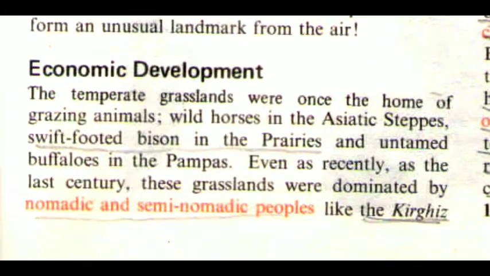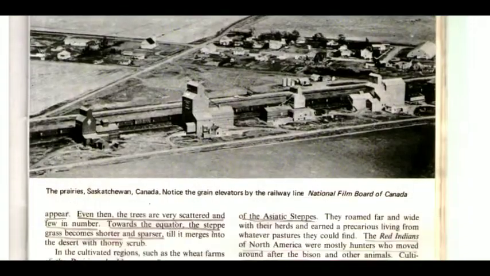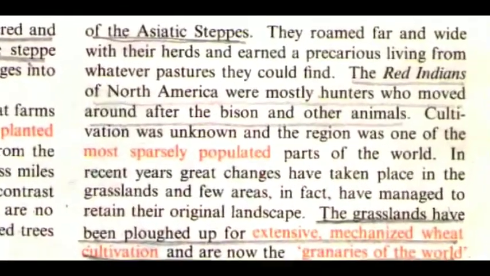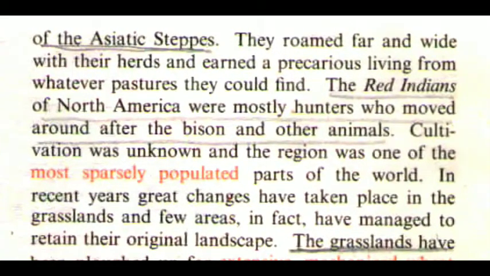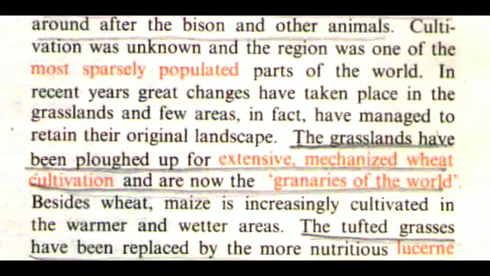Now, economic development. The temperate grasslands were once the home of grazing animals: wild horses in the Asiatic steppes, swift-footed bison in the prairies, and untamed buffaloes in the pampas. Even as recently as the last century, these grasslands were dominated by nomadic and semi-nomadic peoples like the Kyrgyz of the Asiatic steppes. They roamed far and wide with their herds and earned a precarious living from whatever pastures they could find. The Red Indians of North America were mostly hunters who moved around after the bison and other animals. Cultivation was unknown and the region was one of the most sparsely populated parts of the world.